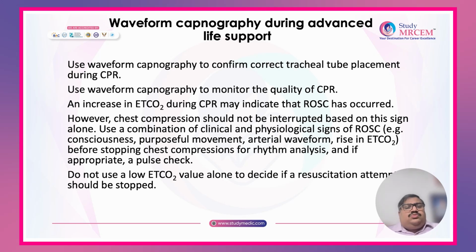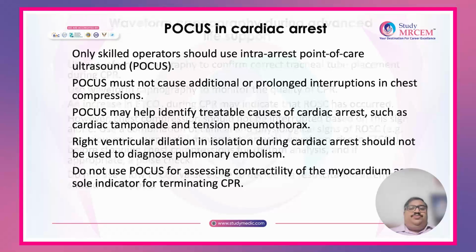And one other point, if we have persistently low ETCO2, the resuscitation attempt should not be stopped on that alone, it should be based on multiple factors. You have ruled out all the reversible causes, and you have ensured that the quality of CPR is good. Then you can think, okay, after 20 or 30 minutes of CPR, you are not getting a return of spontaneous circulation. You can think about stopping your compressions.